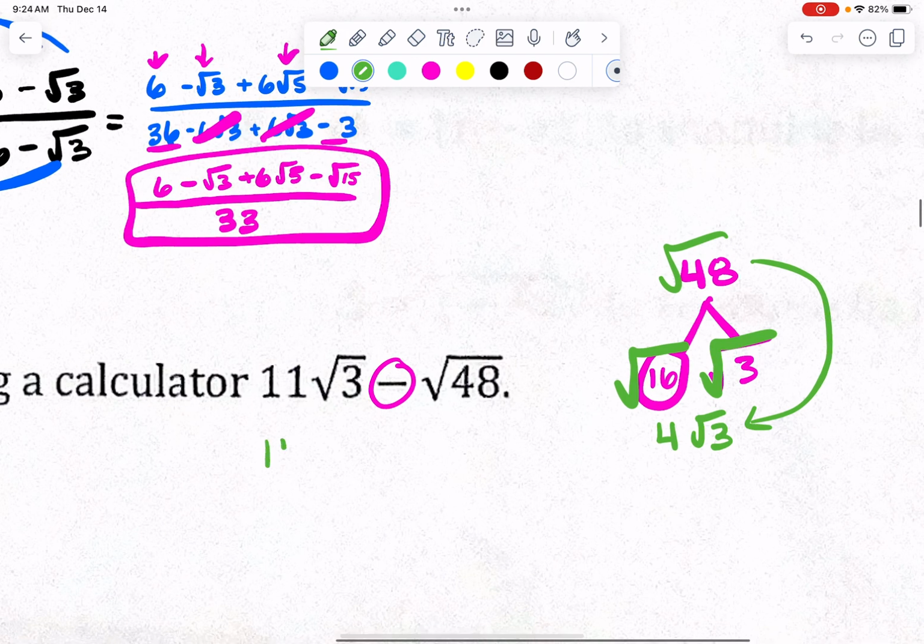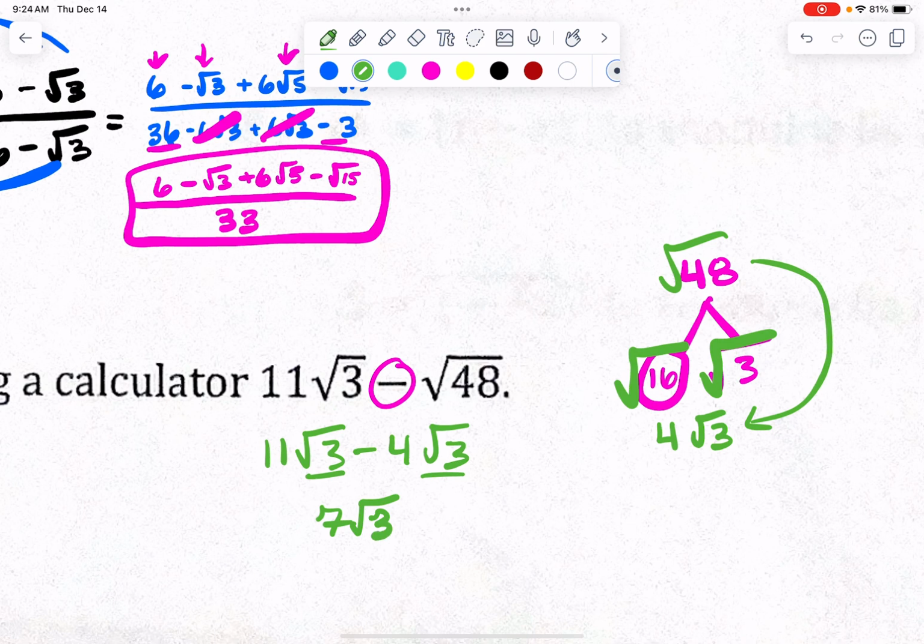So now I have 11 square roots of 3 minus 4 square roots of 3. And since my bases are the same, I can just do 7 square roots of 3, and that's what it will become.